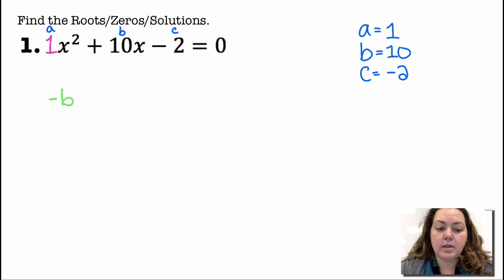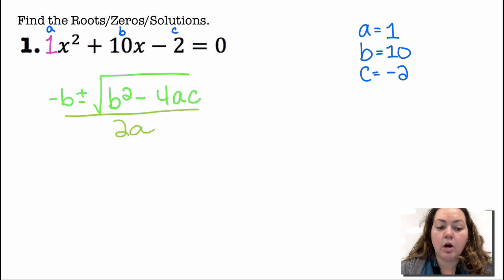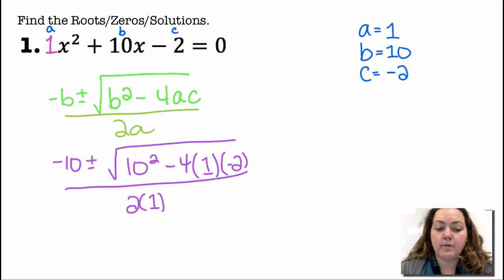And then I'm going to plug them into the formula, which is negative b plus or minus the square root of b squared minus 4ac all over 2a. So I'm going to plug it in. It's negative 10, I plug in 10 for b, plus or minus the square root of 10 squared, again I plugged in 10 for b, minus 4 times a, which is 1, times c, which is negative 2, all over 2a, so 2 times 1.